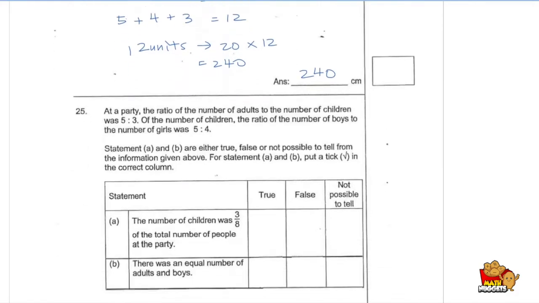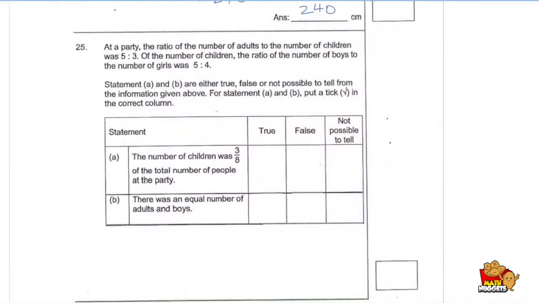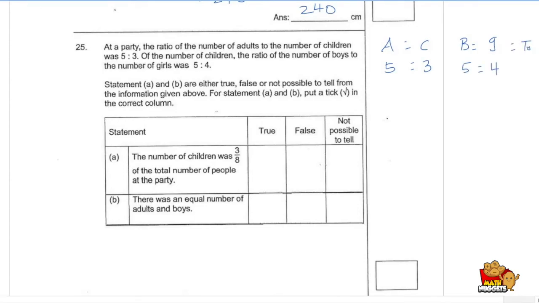Question 25, we have adults to children, 5 is to 3. Let me write down the ratio. Adults is to children, 5 is to 3. And the children, the ratio of the boys to girls would be 5 is to 4. Let me write it down. Boys is to girls, 5 is to 4. Now total units of children is 9.